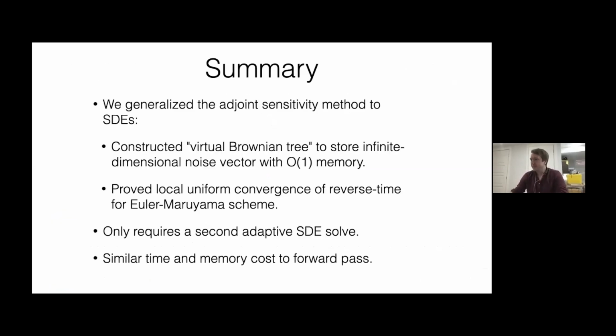So just to give you a quick overview of where we're going to go: we're going to generalize the adjoint sensitivity method, developed 50 or 60 years ago for ODEs, to SDEs. And I was very surprised that this algorithm did not already exist when we started looking into it. It required two technical contributions to make it provably sensible and scalable.